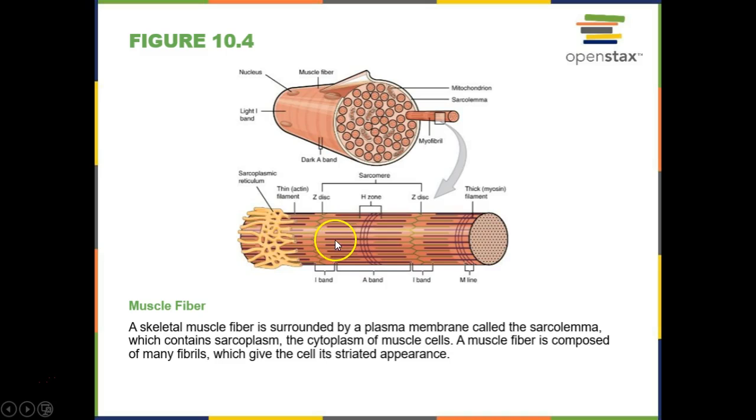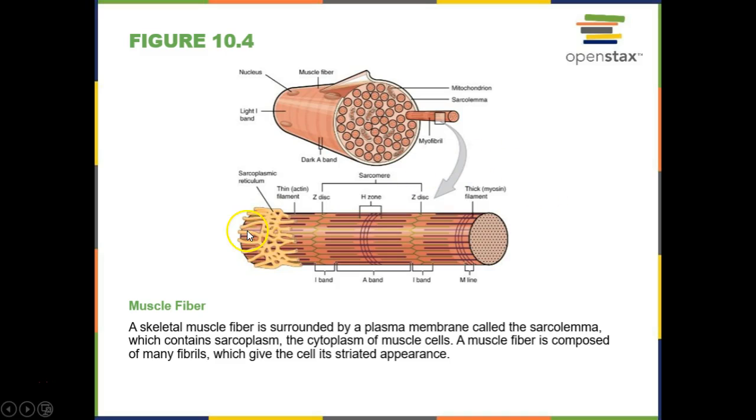And do you see the lines that are found here? These lines are what produce the striations that we see within the muscle fiber. So you can see those striations on the muscle. Surrounding a single muscle fiber, we have the sarcolemma. The sarcolemma is the plasma membrane of the muscle fiber.